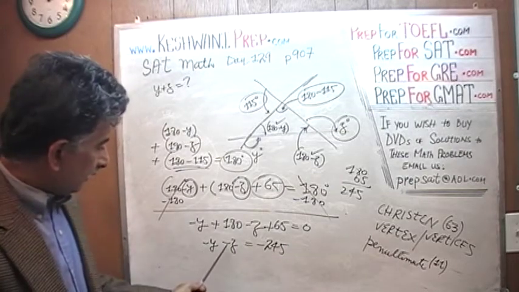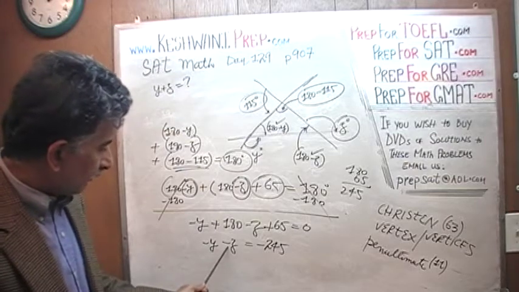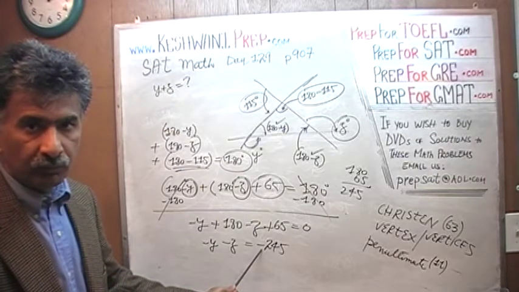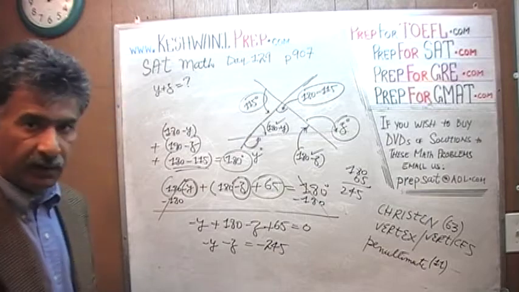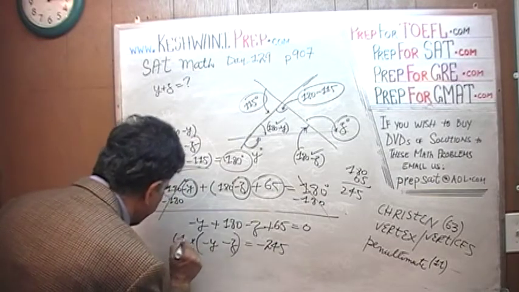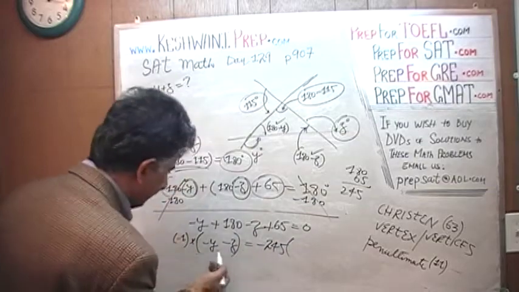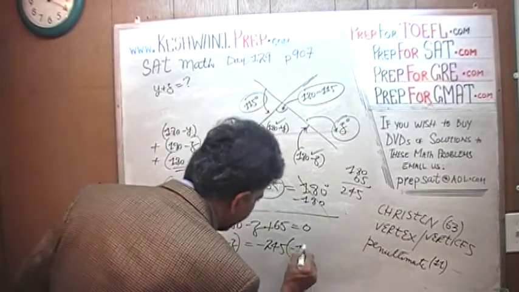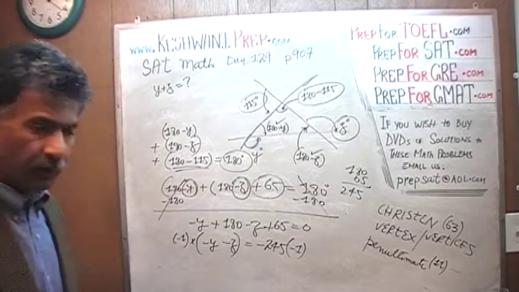Negative y and negative z add up to negative 245. If you were to multiply the entire equation by negative 1, take this equation and multiply this side of the equation by negative 1, we can get rid of all the negatives.